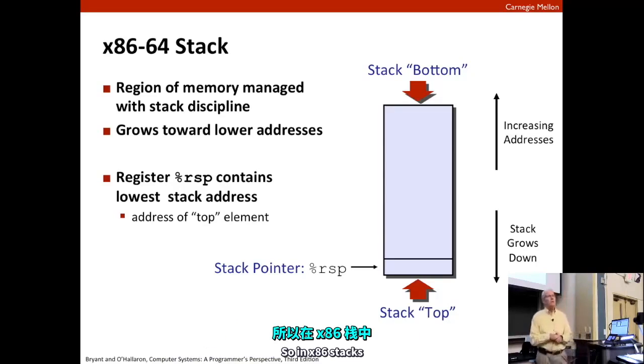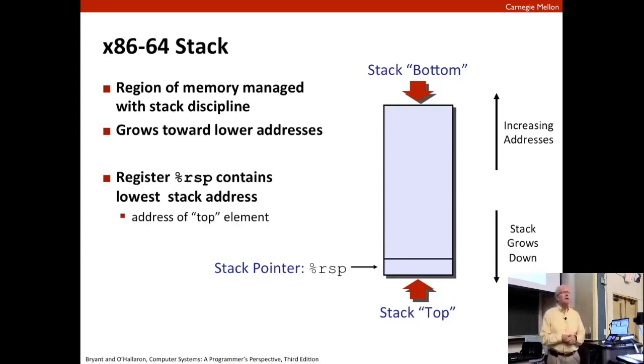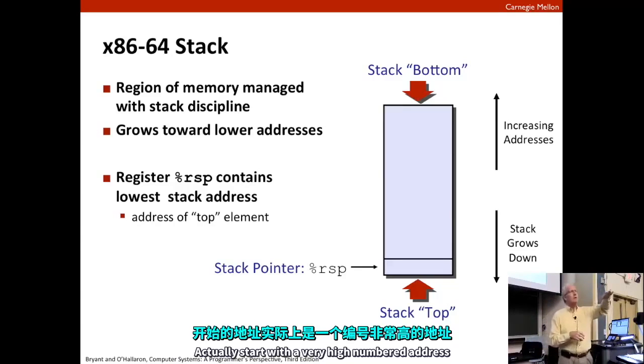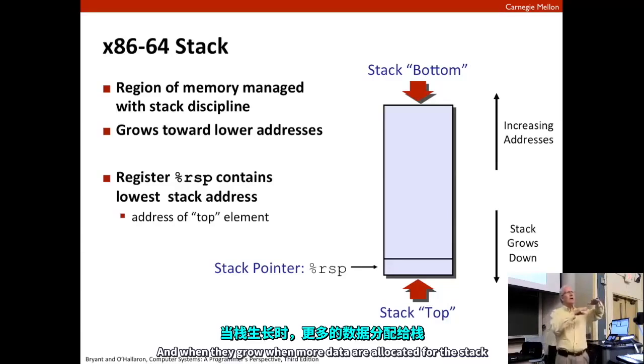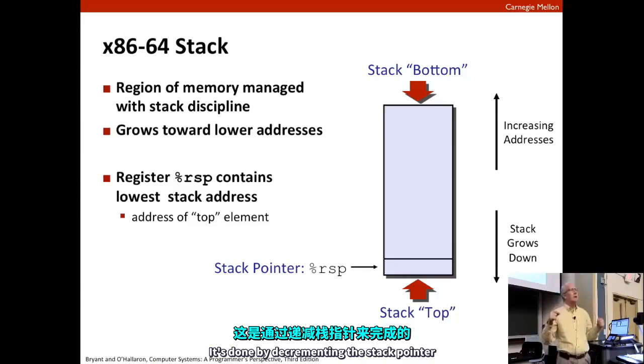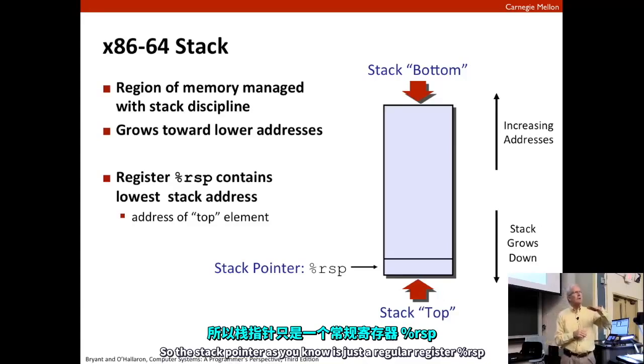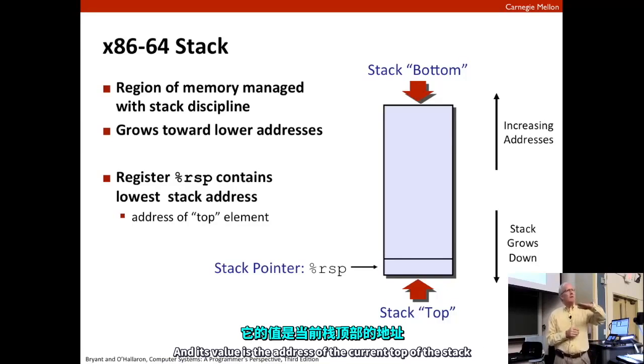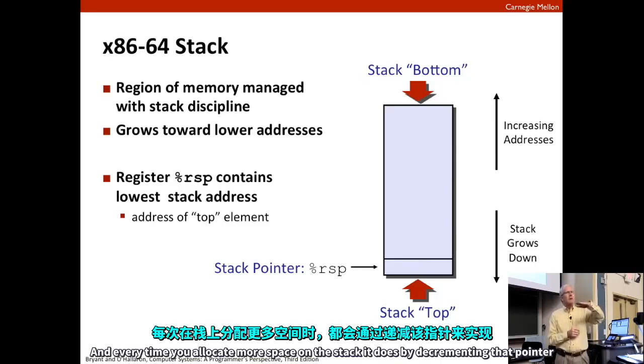So in x86, stacks actually start with a very high numbered address, and when they grow, when more data are allocated for the stack, it's done by decrementing the stack pointer. So the stack pointer, as you know, is just a regular register, RSP, and its value is the address of the current top of the stack. And every time you allocate more space on the stack, it does it by decrementing that pointer.